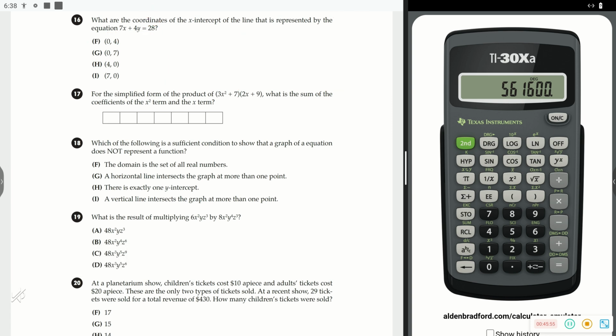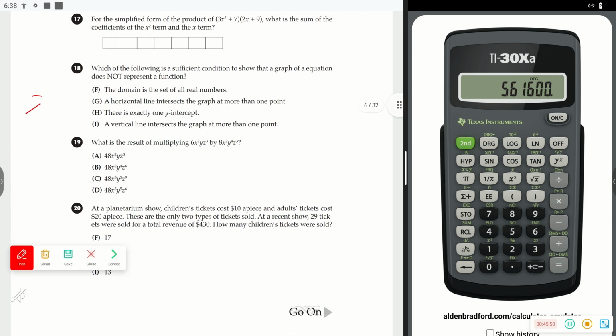Number 17, here we go. So for this one, it says, for the simplified form of the product here, what is the sum of the coefficients of the x squared term and the x term? So the simplified form of the products means that they want us to use FOIL to multiply that out and then determine what the sum of the coefficients are. The coefficients are going to be the number in front of the variables. So like this coefficient would be 3. The 7 actually does count as a coefficient, but in this case, it's not going to be the x squared or x term, so we're not going to have to worry about it.